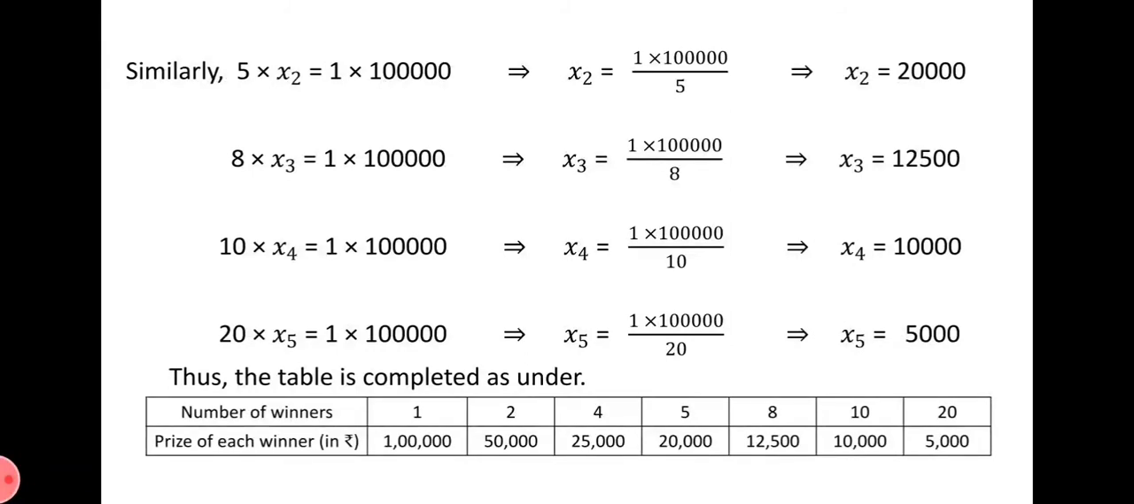That is, if one winner is there, he or she will get 1 lakh rupees. 2 winners, then each will get 50,000. 4 winners, then each will get 25,000. 5 winners, then each will get 20,000. 8 winners, then each will get 12,500. 10 winners, then each will get 10,000. And if 20 winners are there, each will get 5,000. So in this way, we can find out the missing values. Now next, question number 3.